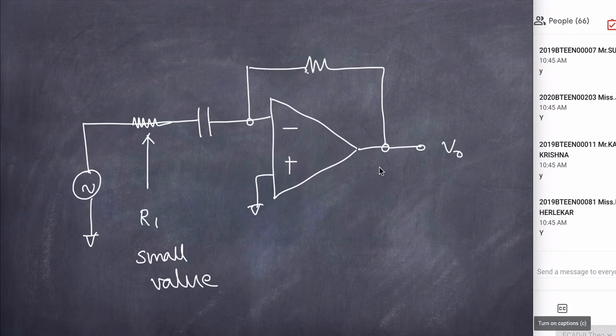Okay. Now think of whether there will be any problem of VIO. Think of whether there will be any problem. For example, if the input is 0, what will be the output?